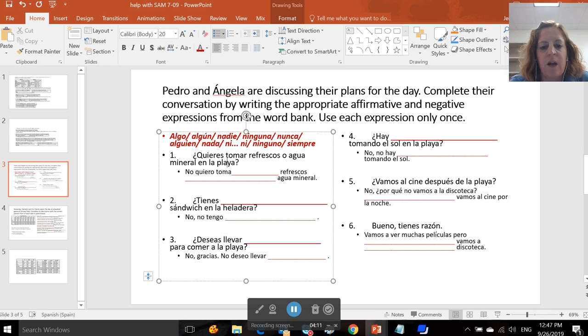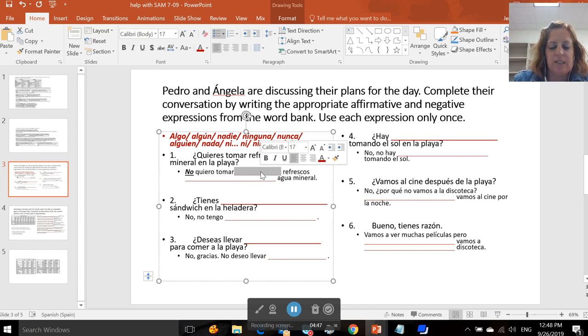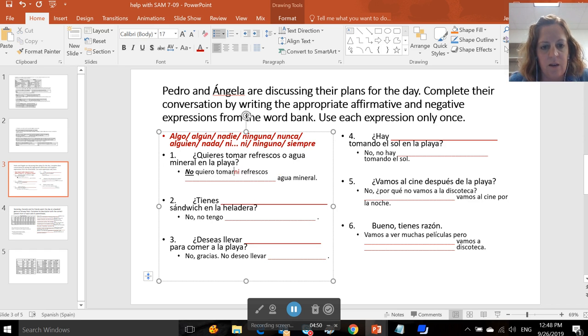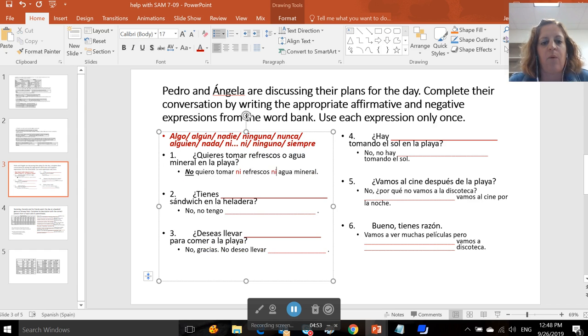Okay, so ¿quieres tomar refrescos o agua mineral en la playa? You say, no quiero tomar refrescos, agua mineral. So it needs to be something negative here because it's negative. So if there's a no in your answer, then you're choosing a negative word. Okay, so you have to choose a negative word because there's a no right there. And since it's two things, you're going to say like, I don't want soda or mineral water. So that would be your ni. Ni takes the place of or. So no quiero tomar ni refrescos ni agua mineral.